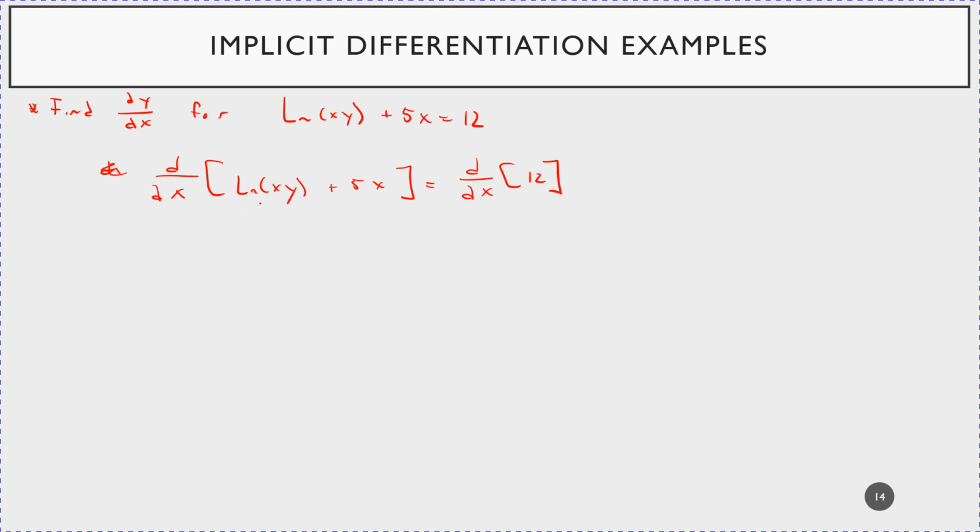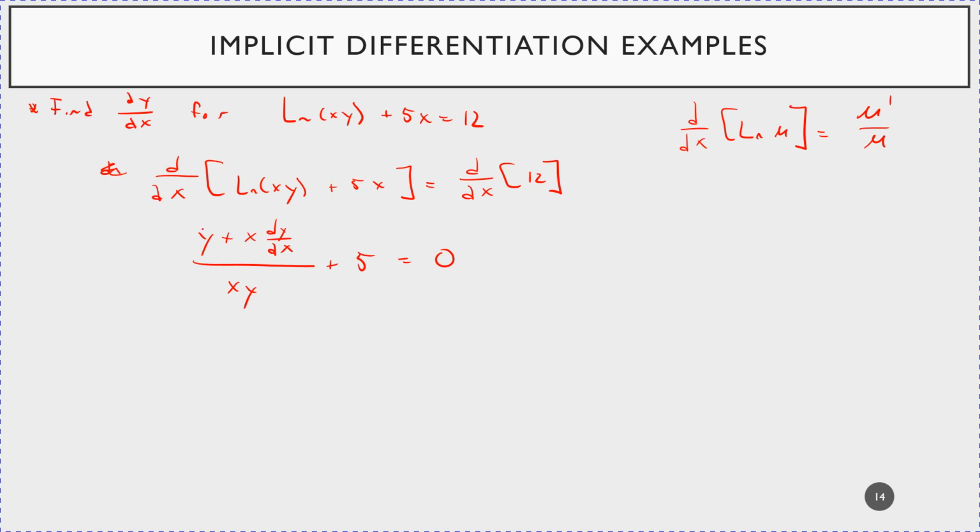Recall, when you have the derivative with respect to x of the natural log of u, remember what this is. This is just u prime over u. Okay? So u prime here, you're going to have to product rule this again, right? So this is y, we've done this a bunch, y plus x dy/dx all over whatever's inside, u, xy. Plus, and then here I have 5 is equal to 0.